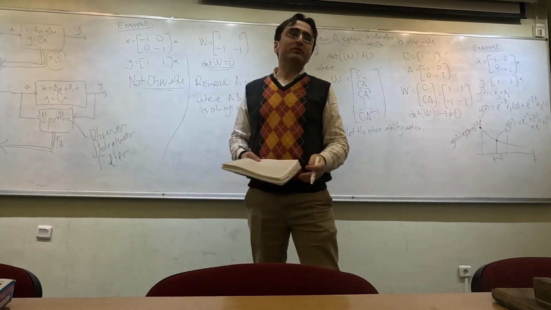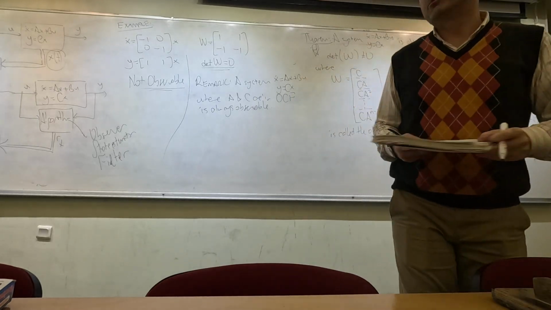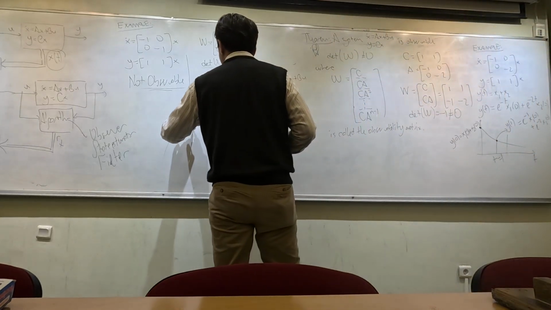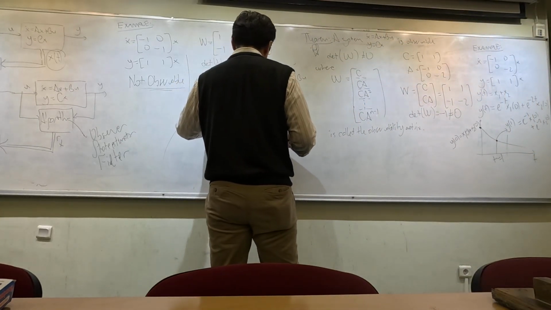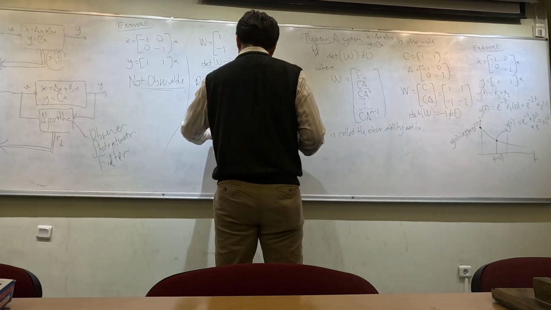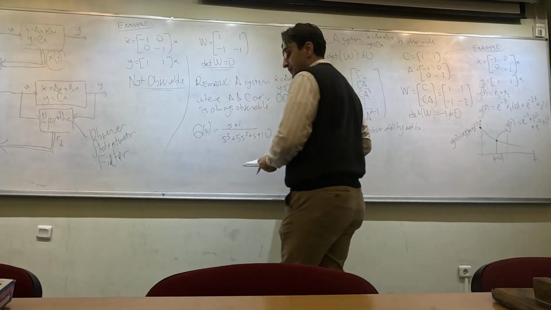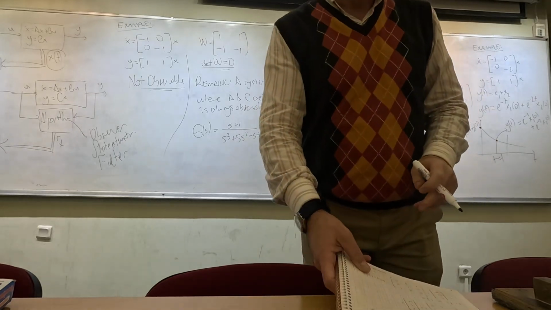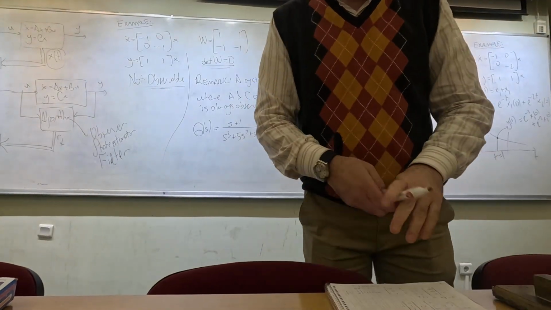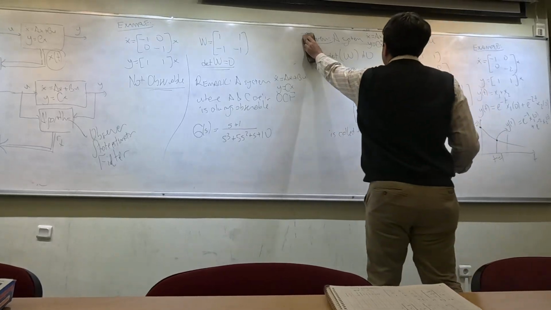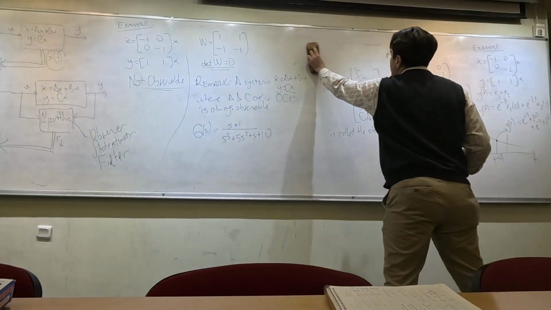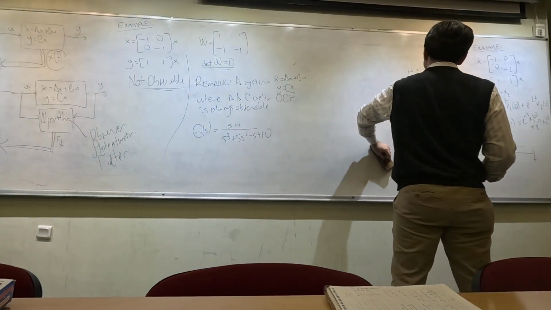And I will show this using a very simple example. So I will here consider G of s is equal to s plus 1 over s cubed plus 5s squared plus s plus 10. I first have to remind you what the observable canonical form would actually look like.